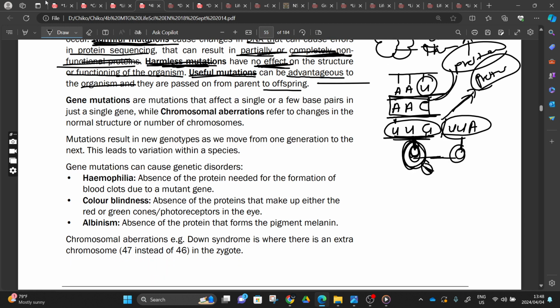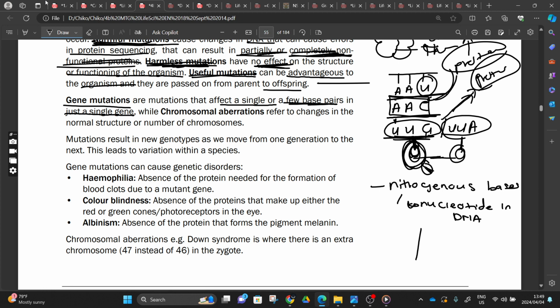And then I also did gene mutation. These are mutations that affect a single base pair or a few base pairs in just a single gene, right? Gene mutation is when we are having a change at a nitrogenous base, or we can say nucleotides, in DNA. It's when we have a DNA like this, and these nucleotides change, that's where we say it's a gene mutation, right? And this gene mutation can happen at a non-coding gene, it is still a gene mutation.